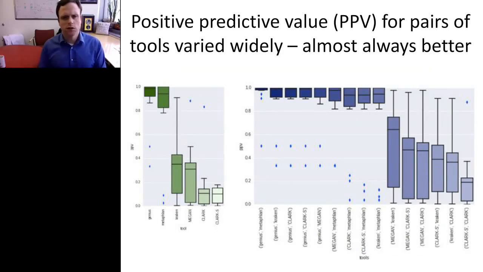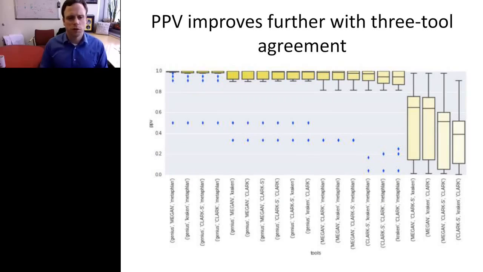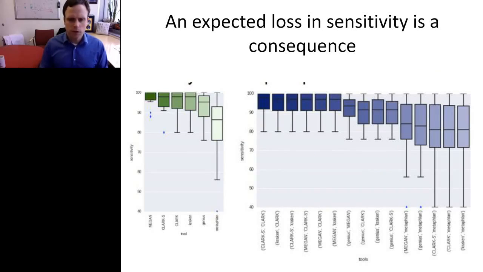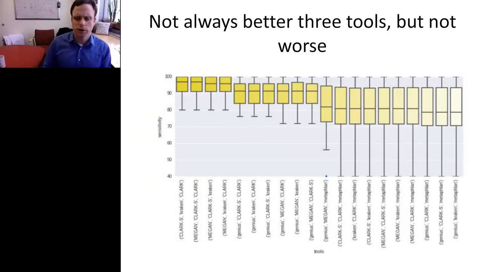We've also then wanted to see what the positive predictive value is of pairs of tools coming together, essentially putting them together, not just tools by themselves, but also combinations of different tools. And you can see when you combine them, they very often do much better. This is also true if you do a 3-tool sample: you put together 3 different tools, and your positive predictive value goes very much higher. But you do lose some sensitivity, which is often expected in this trade-off. And one thing to note is it's not always better with 3 tools, but it's generally not worse.